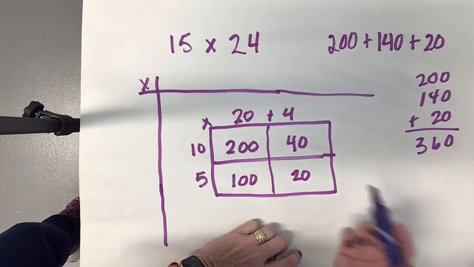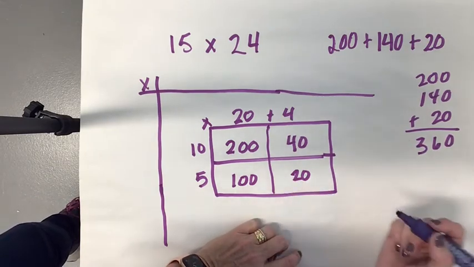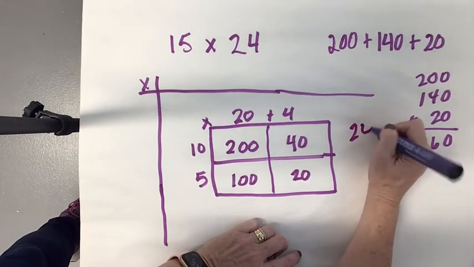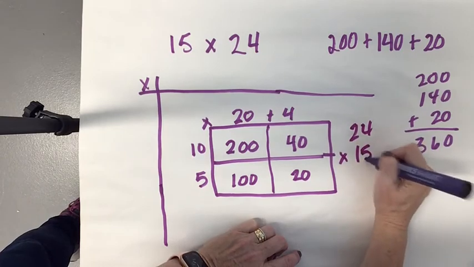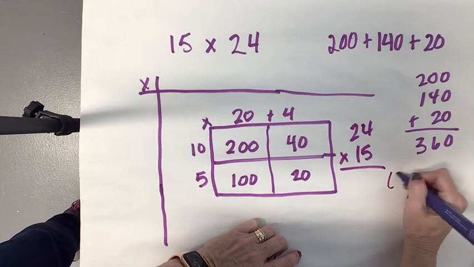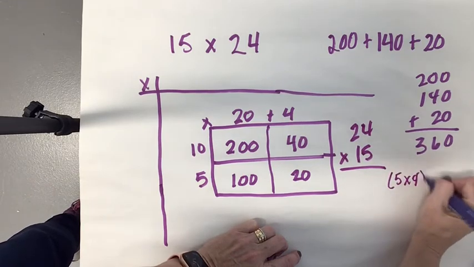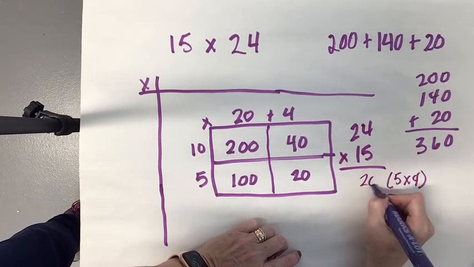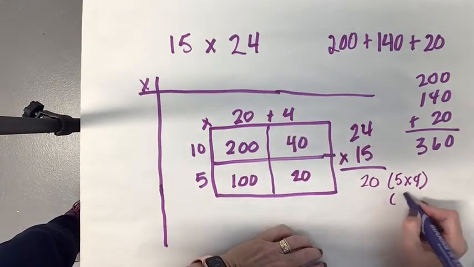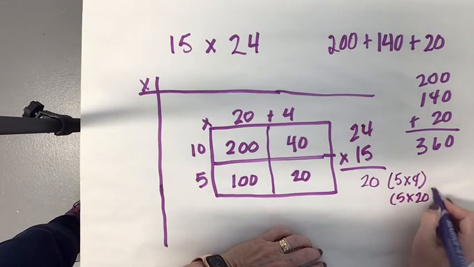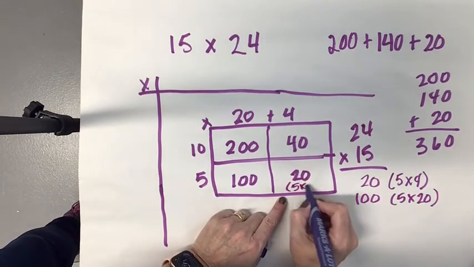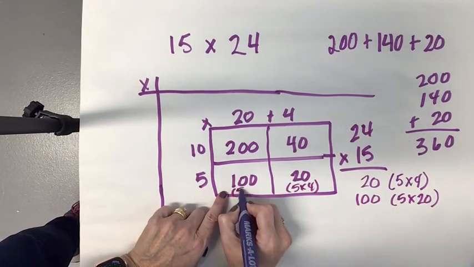Now let's look at it as partial products written a little closer to the standard algorithm. So if I wrote 24 times 15, the first thing I'm going to do is come over here and write 5 times 4. 5 times 4 is 20. Got it. How about 5 times 20? That's 100. Can I show them that connection here? Yes, please do.